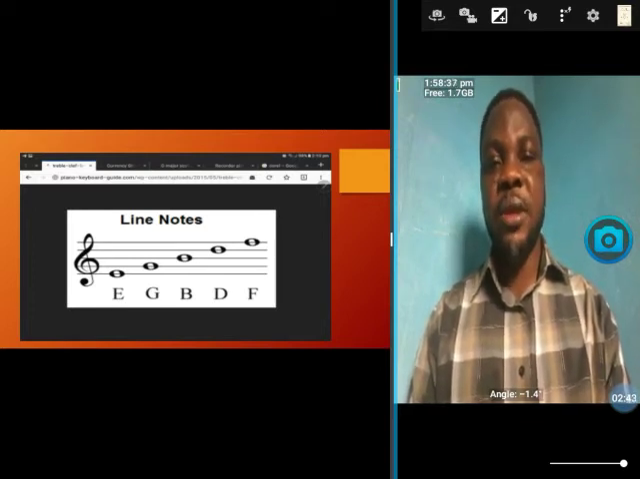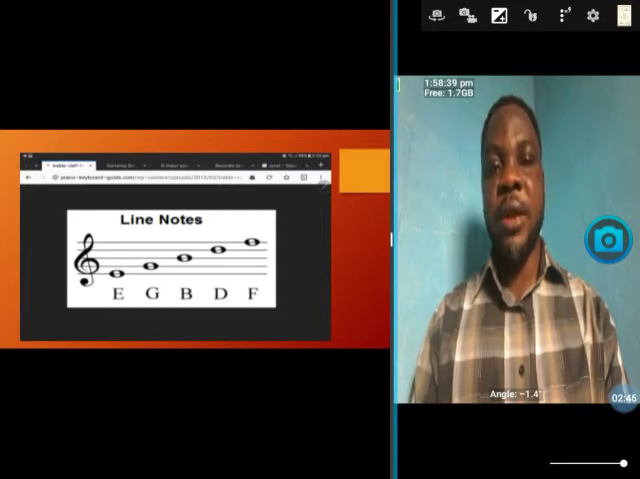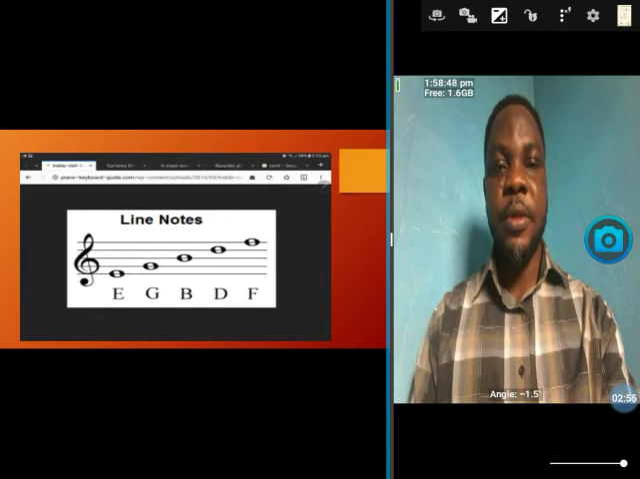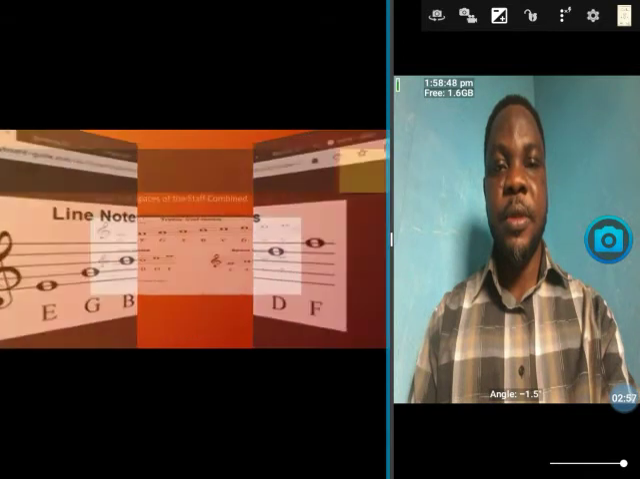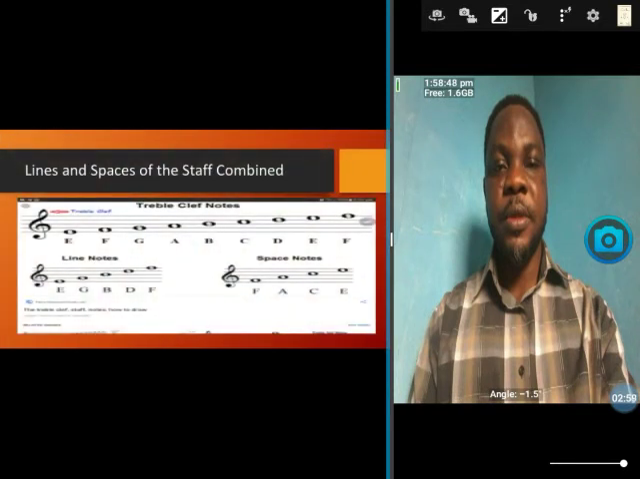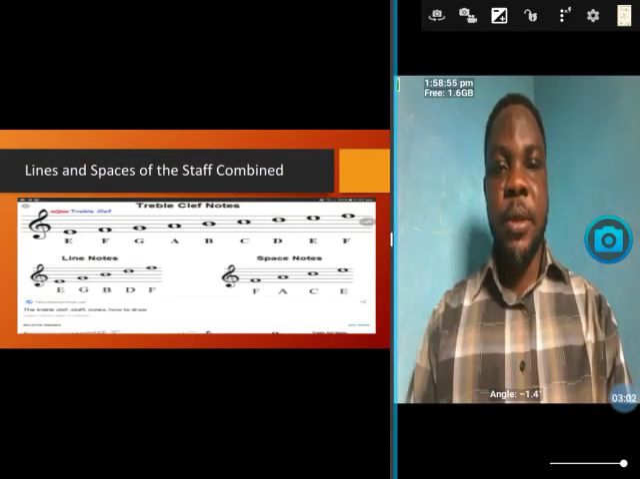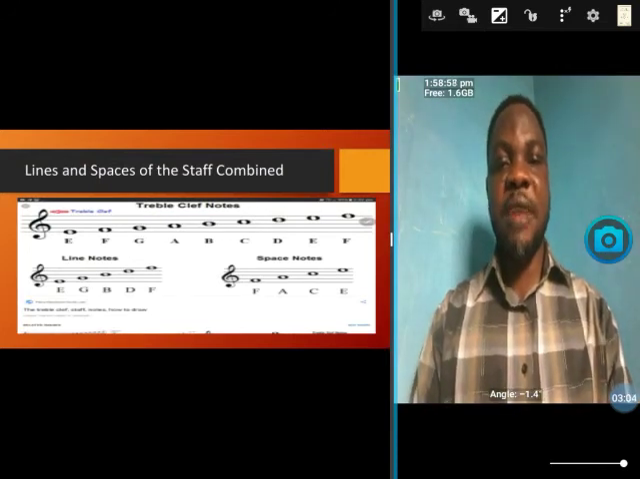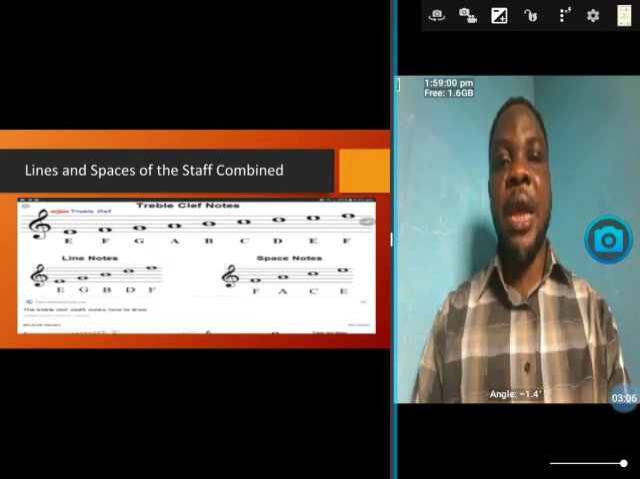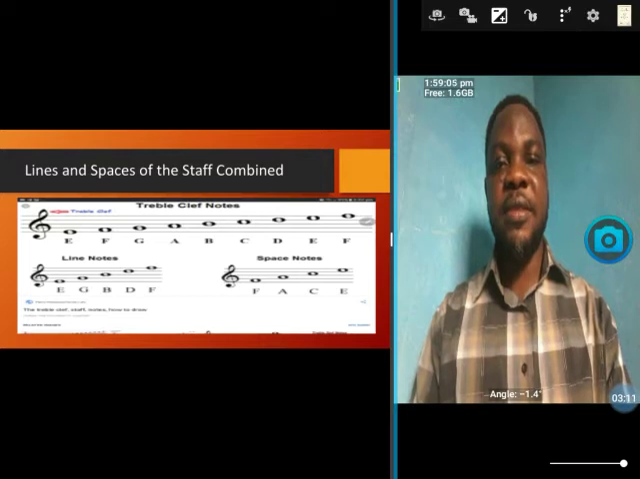You can use Every Good Boy Deserves Food, just to memorize the letter names of the lines of the treble staff. Now, let us see how it looks when both lines and spaces are combined. When both lines and spaces of the treble staff are combined, you have E, F, G, A, B, C, D, E, and F. That is the first line, E, the first space, F. Next to that is the next line, G.